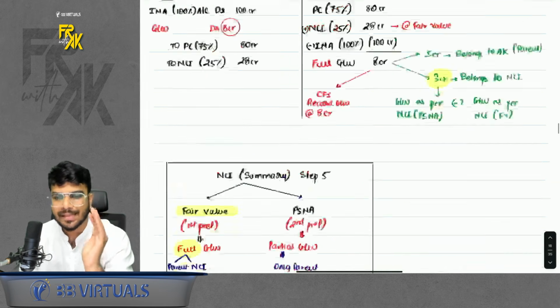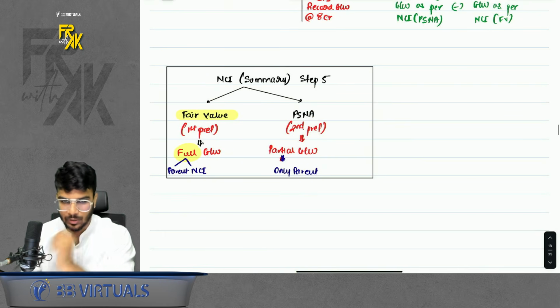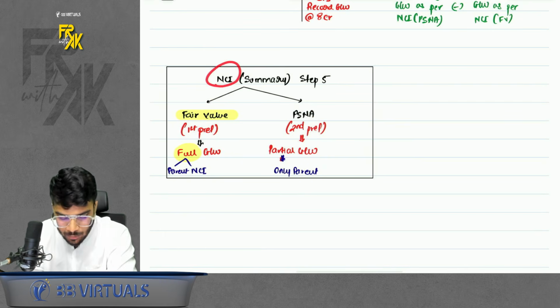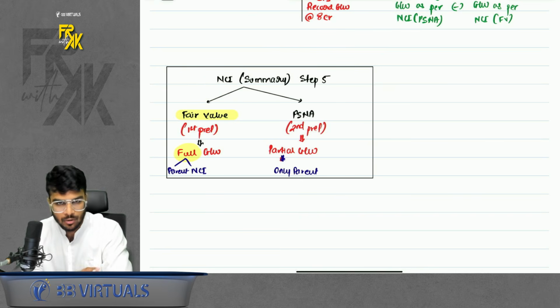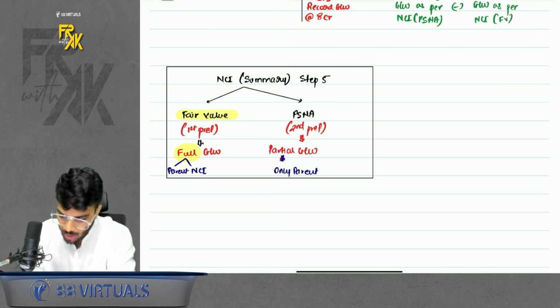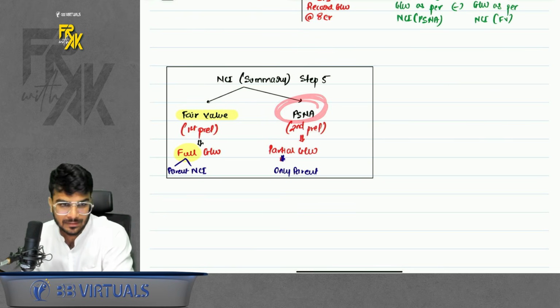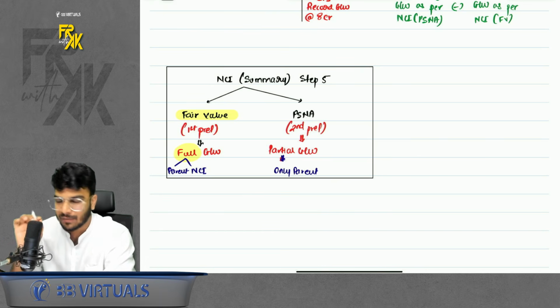To record the NCI, we have 2 methods. Okay, I am showing you a summary. NCI can be recorded at fair value, which will be given in the question, or you can calculate it by the number of shares held by NCI multiplied by the fair value per share. Or you can also calculate by the PSNA method, proportionate share in net asset method. Whatever is the INA, proportionately you can calculate NCI.